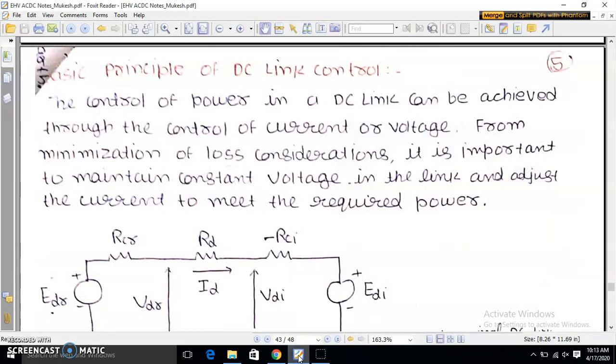Dear learners, in this lecture we will discuss the basic principles of DC link control. The control of power in a DC link can be achieved through the control of current or voltage. From minimization of loss considerations, it is important to maintain constant voltage in the link and adjust the current to meet the required power.